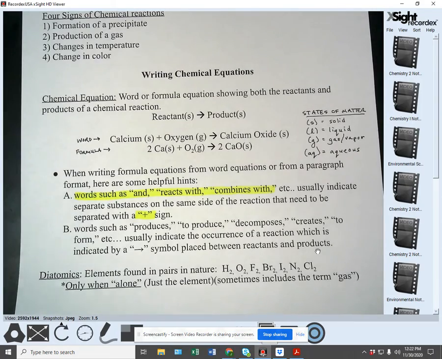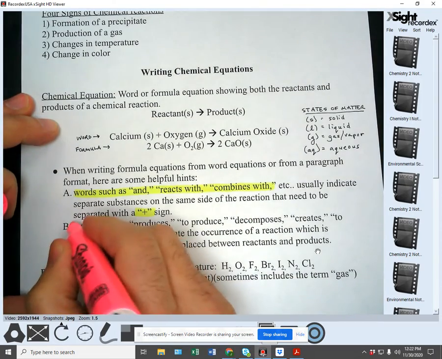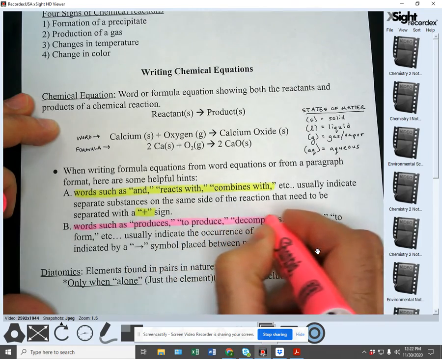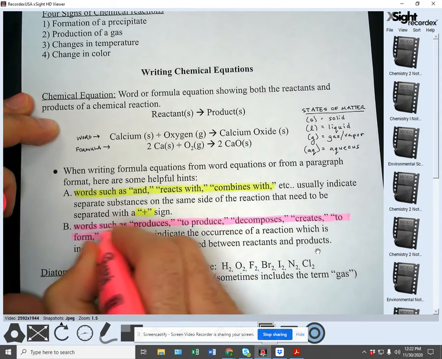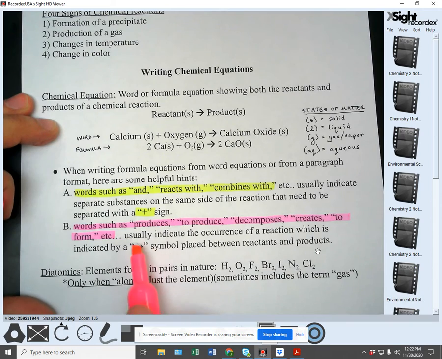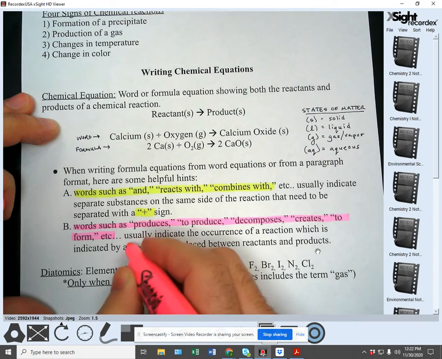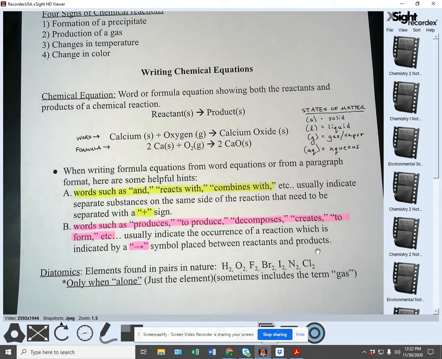Words such as produces, to produce, decomposes, creates, to form, stuff like that, usually indicate the occurrence of a reaction, which is indicated by a yield symbol placed between the reactants and the products. So those are the indicators that it's actually talking about the reaction happening, which is where you would put the yield symbol.